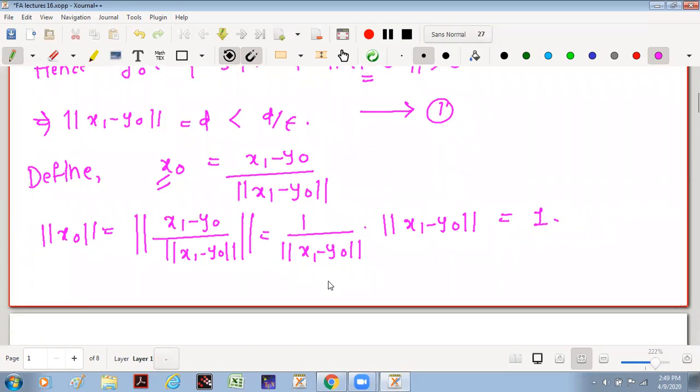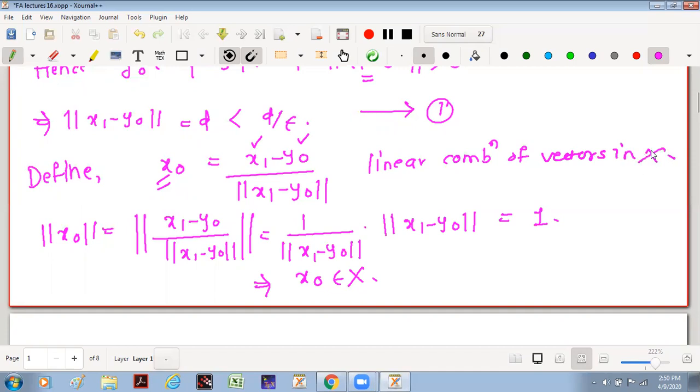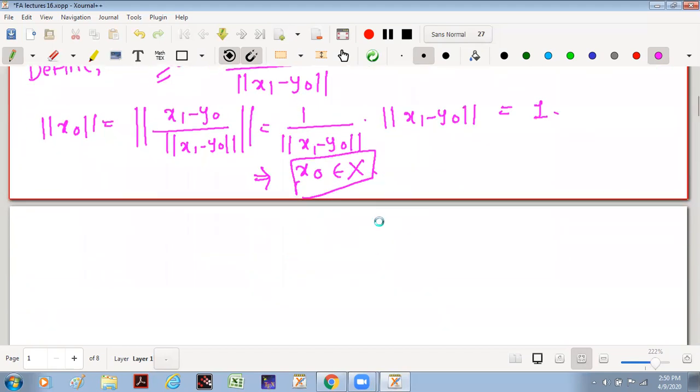And where does this vector x naught belong? This x naught belongs to x, no doubt. Why? Because this is a linear combination of vectors in x and y, and y is a subspace of x. That's why this total will be a linear combination of vectors in x. Therefore this x naught must belong to capital X. So we have found one vector x naught in x with norm value equal to 1.